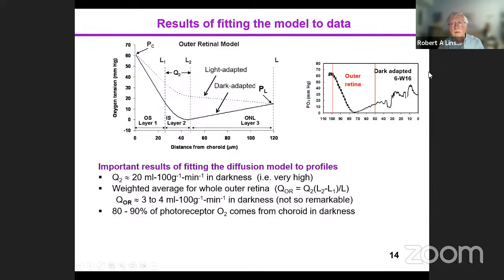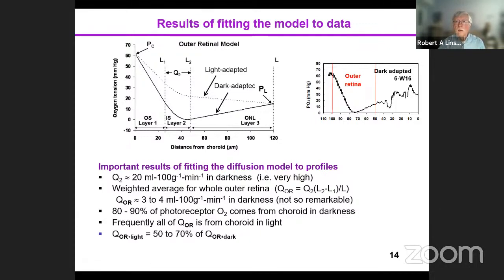Again, 80 or 90% of the oxygen comes from the choroid in the dark. And frequently, the choroid is able to supply a little bit of the inner retina in the light. When we look at the actual values of oxygen consumption in the light and dark, the value in light is 50 to 70% of the value in the dark. So it's considerably lower. And the other important part about the diffusion equation is that it provides the basis for the simulations that we do when we can't do experiments, or when we didn't think we could do experiments and later figured out how to do them.